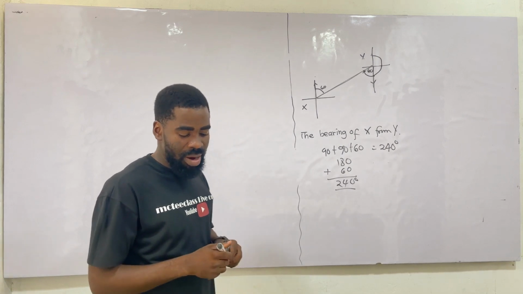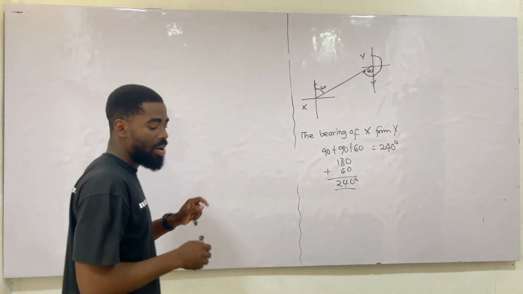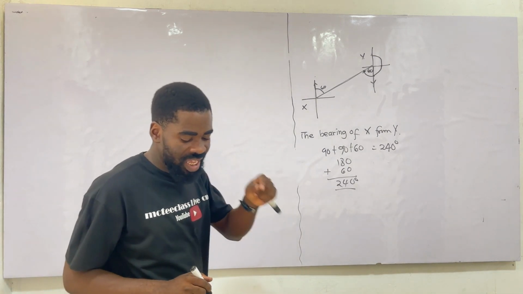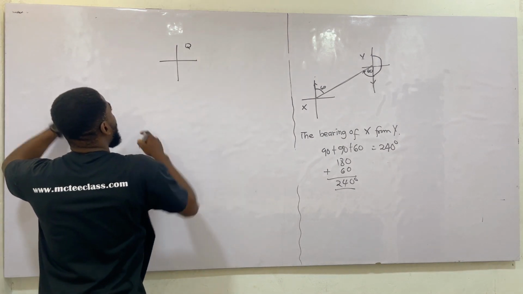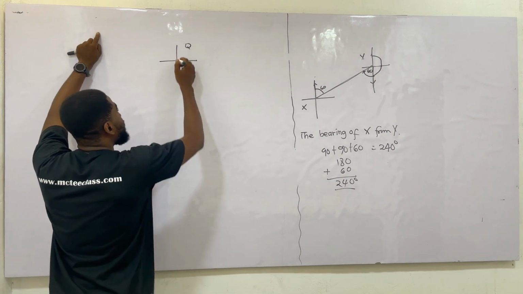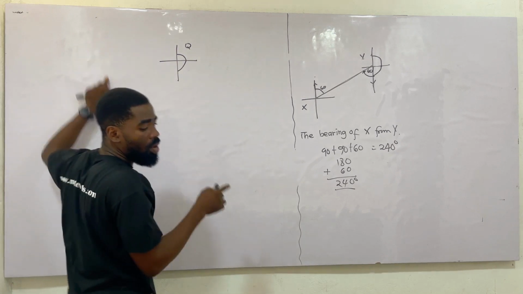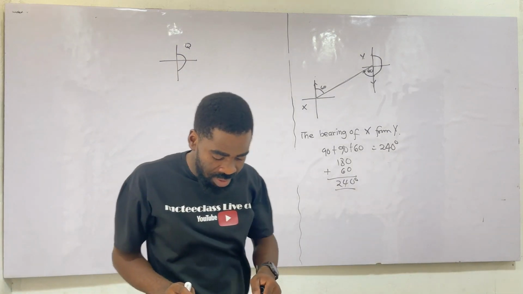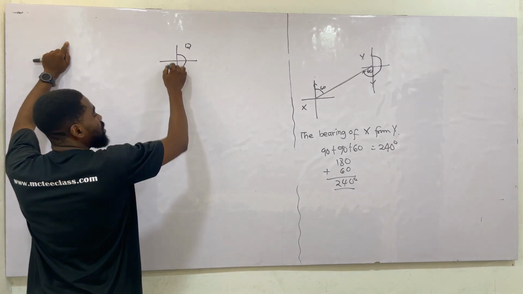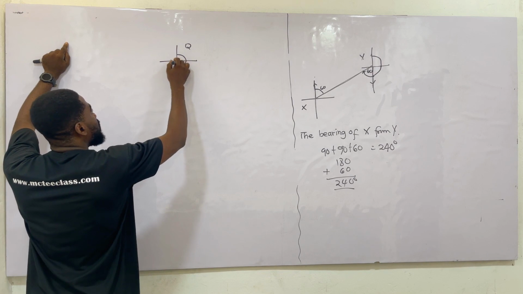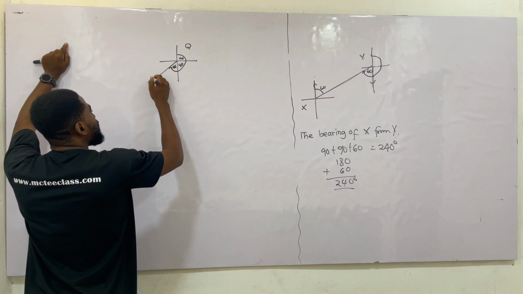Good. Now, if the bearing of P from Q is 245 degrees, that means Q is our origin. So if Q is our origin, we are going to P. So the bearing is 245 degrees. We start from 90, 180, and we want 245 degrees. So for 245 degrees, we are going to move 65 more in addition to the 180. This gives us 65 more, then to P.